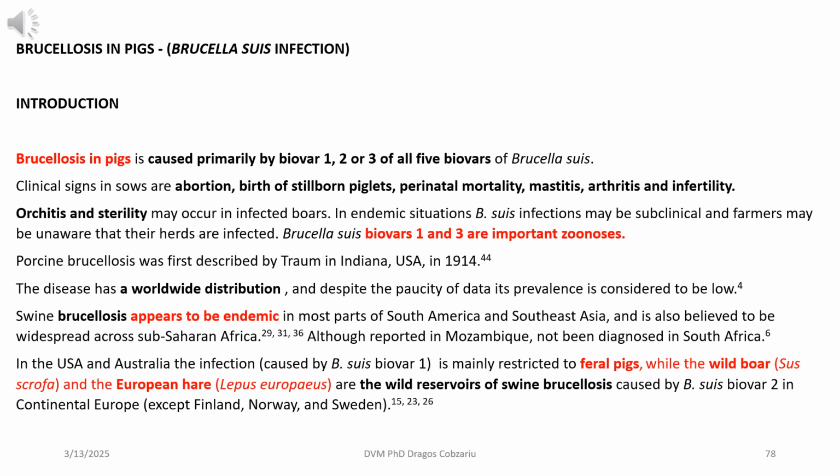In the USA and Australia the infection, caused by suis biovar 1, is mainly restricted to feral pigs, while the wild boar, Sus scrofa, and the European hare, Lepus europaeus, are the wild reservoirs of swine brucellosis caused by suis biovar 2 in continental Europe, except Finland, Norway, and Sweden.